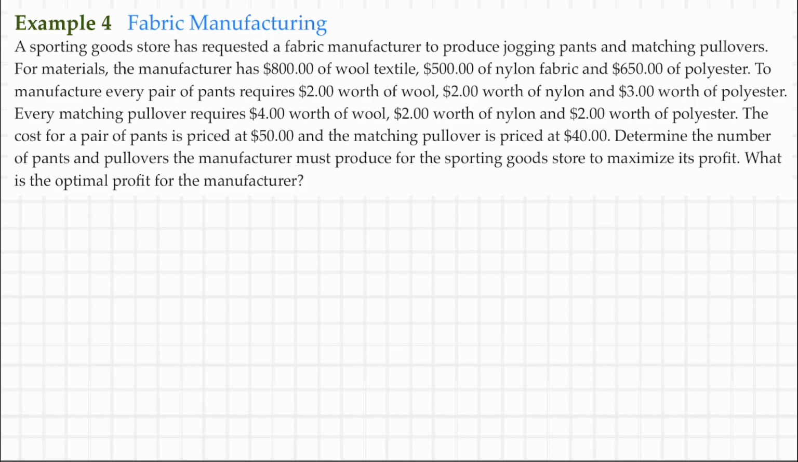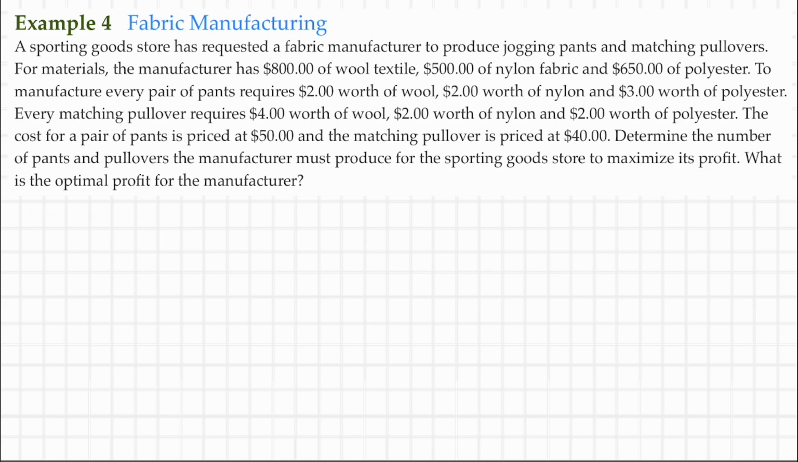For materials, the manufacturer has $800 of wool textile, $500 of nylon fabric, and $650 of polyester. To manufacture every pair of pants requires $2 worth of wool, $2 worth of nylon, and $3 worth of polyester. Every matching pullover requires $4 worth of wool, $2 worth of nylon, and $2 worth of polyester.